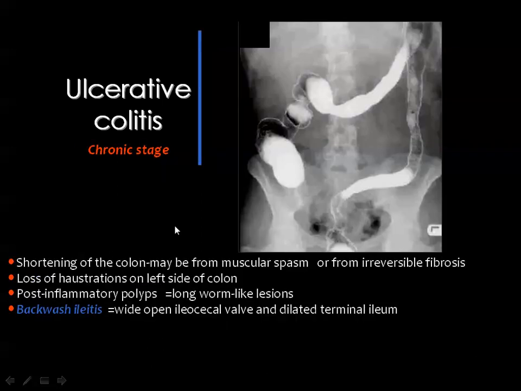In the chronic stage, you get shortening of the colon due to spasm and fibrosis, and the severe loss of the haustral pattern, and even you cannot see the pseudopolyps in this stage. And as I have said, backwash ileitis means that the ileocecal valve is widely open and the terminal ileum is involved by the disease.